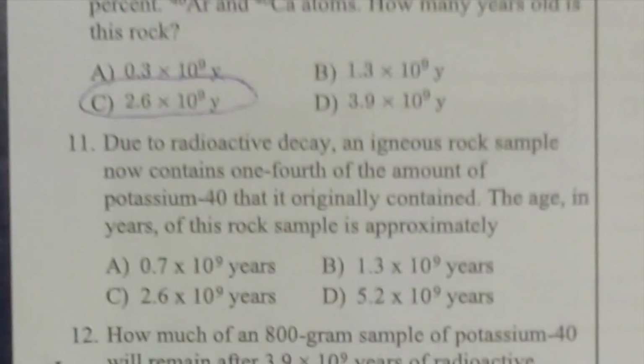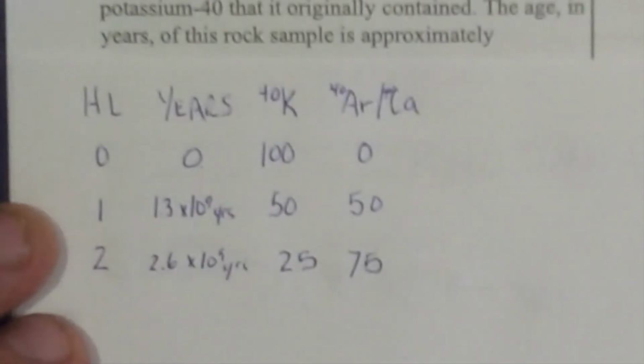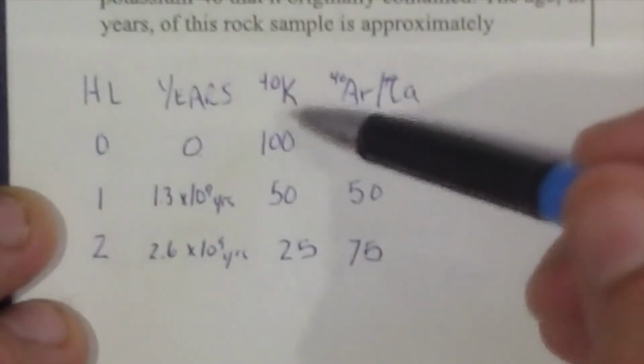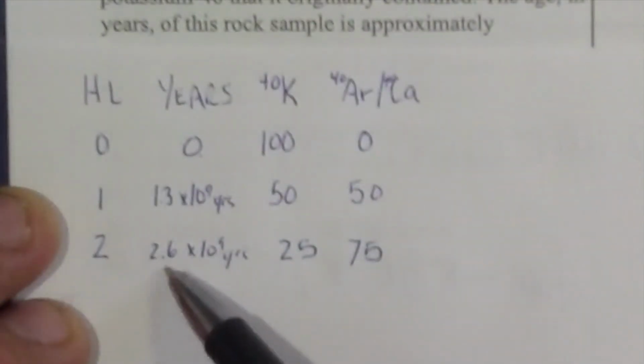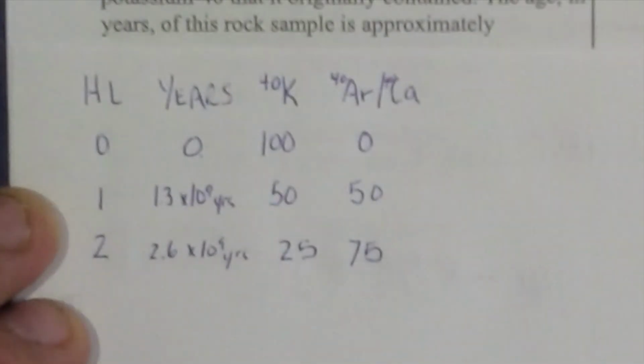Number 11. Due to radioactive decay, an igneous rock sample now contains 1/4 of the amount of the potassium-40 it originally contained. The age in years of this rock sample is approximately. This question is just a repeat of the previous question. You can see that when we got down to 25%, which is 1/4 the original, the number of years that had passed was 2.6 times 10 to the 9th years.